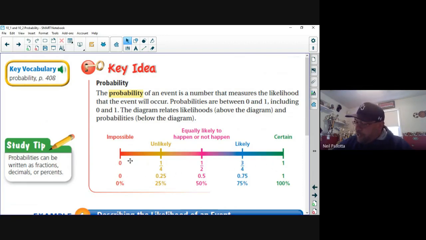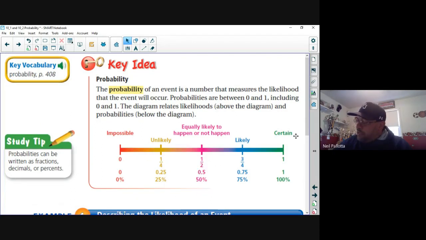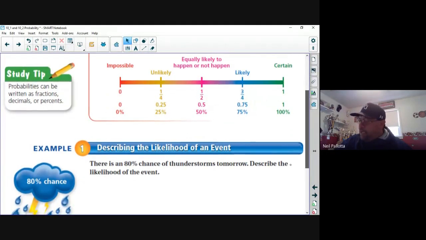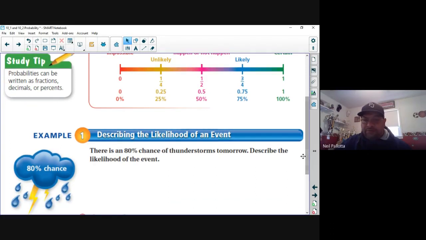So what we just mentioned there is, if the likelihood is impossible, the probability would be 0. If we have something that is equally likely to happen or not to happen, its probability would be 1/2 or 50%. If we have a likelihood that is certain, that probability is going to be equivalent to 1. All right? Okay, let's take a look at some questions here.